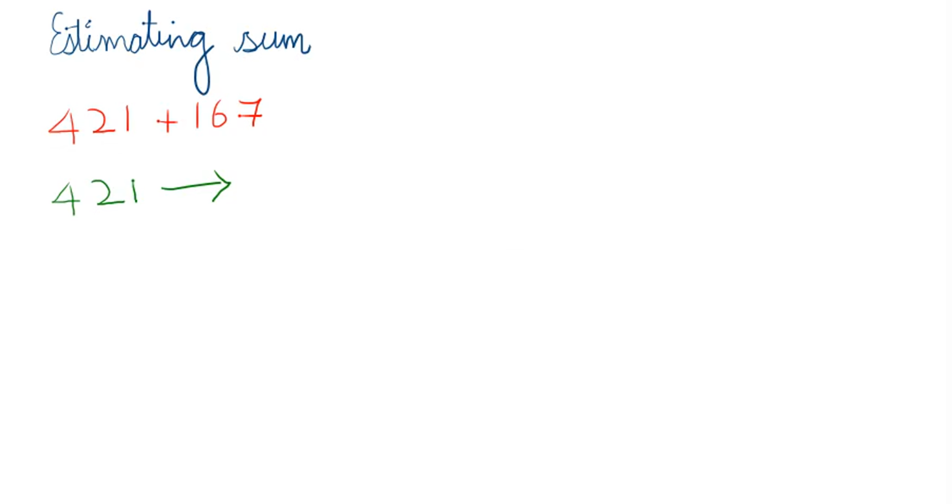So we will be rounding it off to the nearest hundreds place. If we have to round it off to the hundreds place, then we will have to have a look at the ones place. Our ones place is actually less than 5. So there will be no change in our hundreds place. So 4 will remain as such, and our tens and our ones place will be replaced by 0.